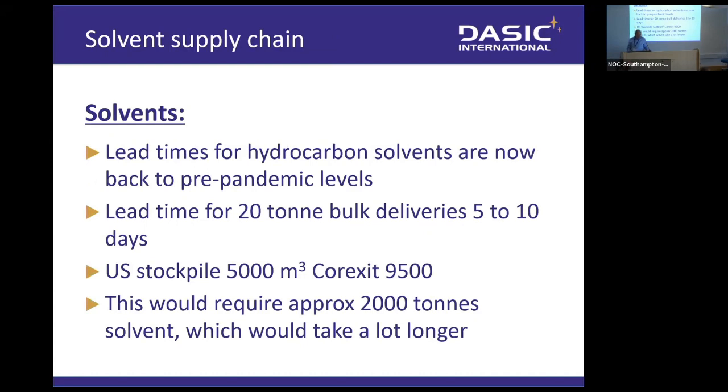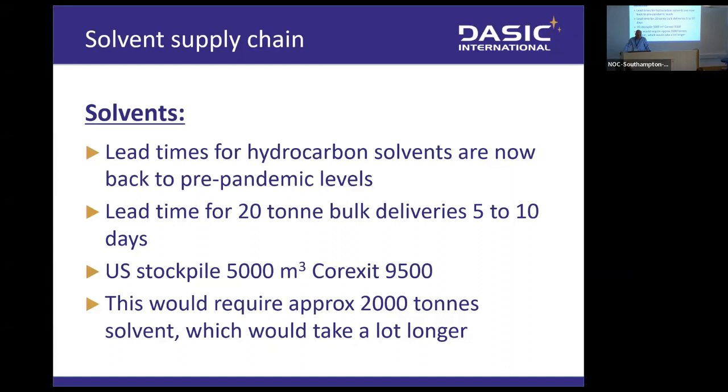So we're seeing lead times now for 20-ton bulk deliveries of 5 to 10 days for the solvent we use in our product. I'm going to talk a lot about Corexit 9500 and the US stockpile, just to give an idea of scale, because the US stockpile of Corexit 9500 is 5,000 cubic meters. So I want to talk really about how quickly, if that 5,000 cubic meters was used up, how quickly that stock could be replenished in the event of a major spill.